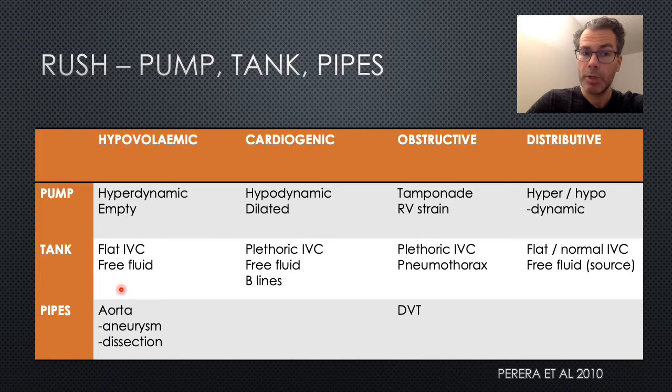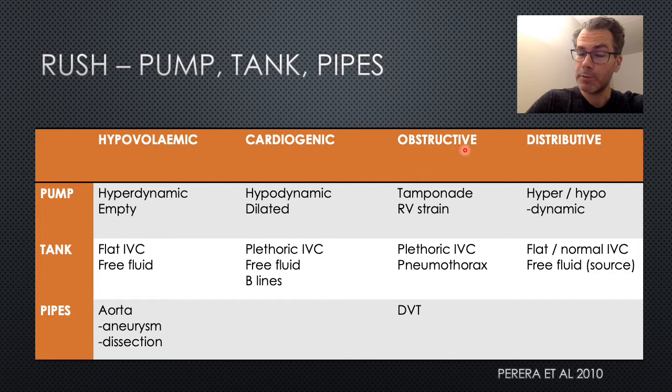So in hypovolemic shock, you expect a hyperdynamic pump, often empty with kissing LV walls, a flat collapsing IVC, and you may see sources of hypovolemia, so free fluid or AAA, for example. In cardiogenic shock, you tend to see a hypodynamic or dilated pump, often with a plethoric IVC and possibly some other signs of fluid overload, such as free fluid and B lines suggesting pulmonary edema.